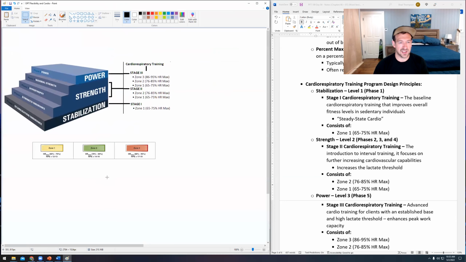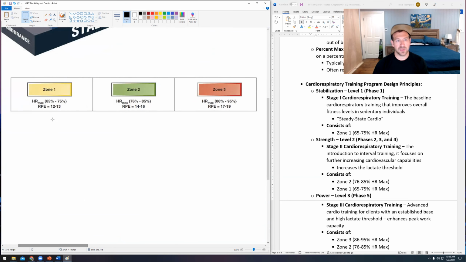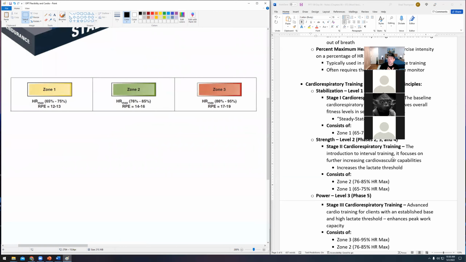So now we can kind of see these 3 different zones. We'll start with this. As we look at zone 1, zone 1 is 65 to 75% of your heart rate max. It's not very high, right? Because we can go all the way up to 100% of your heart rate max. Although if you do, you are going to be breathing real hard. It's going to be rough, right?